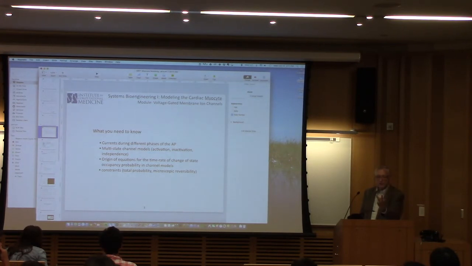There are two broad types of constraints. The first is that the occupancy probabilities must sum to 1 across all of the states. You've got to be in one of them; there are no others. The second constraint arises when a channel model has loops, and there that constraint is microscopic reversibility. So know what that constraint means thermodynamically and how to apply it.